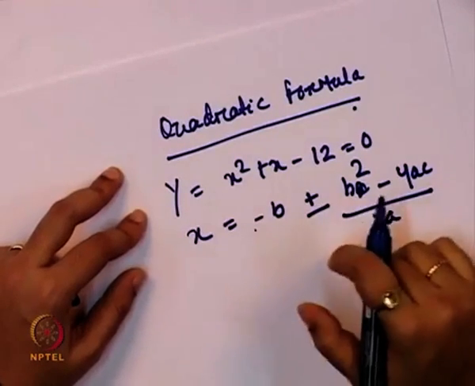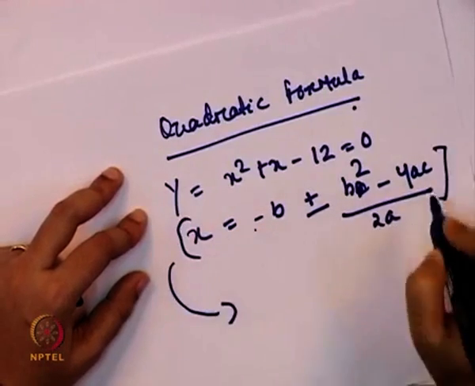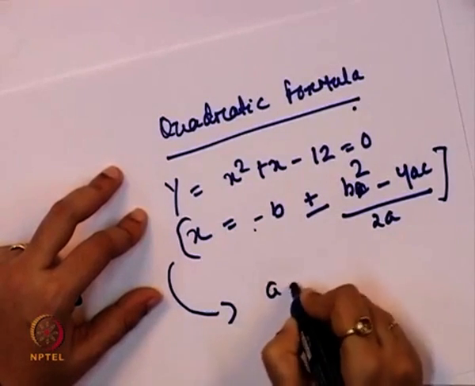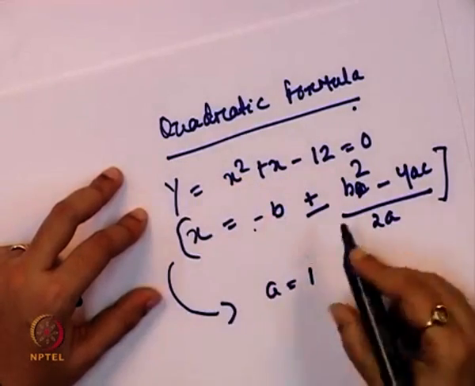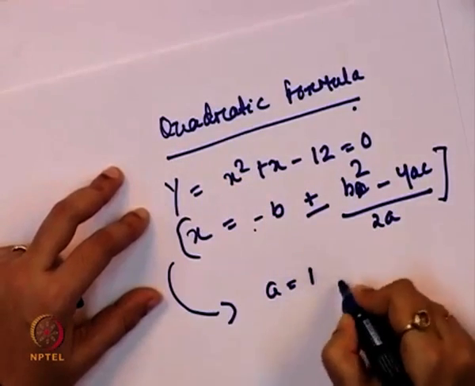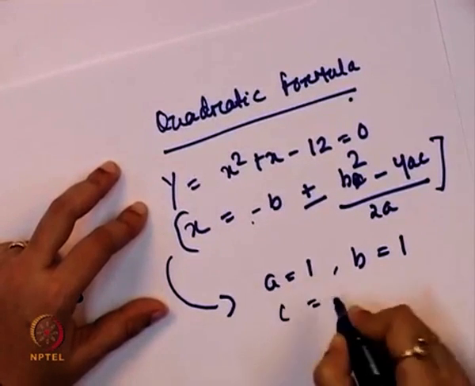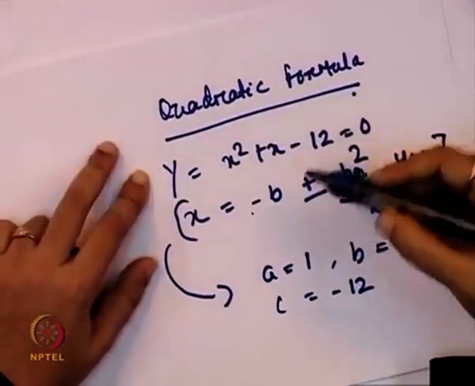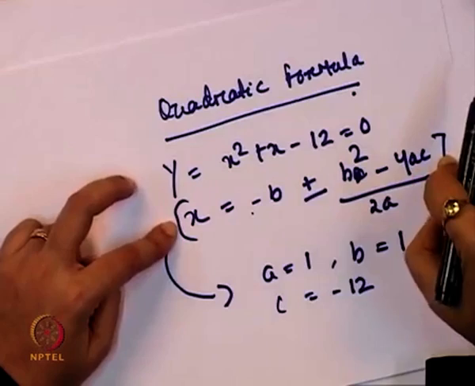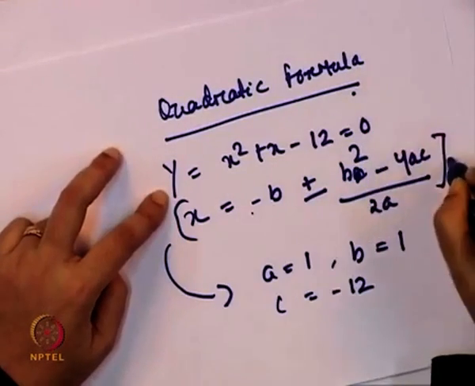Okay. Now, what is the implication of this equation? Taking this equation, A is equal to 1, B is equal to 1 and C is equal to minus 12. Okay. So, this is the formula to factor out the equation. This is the second step.